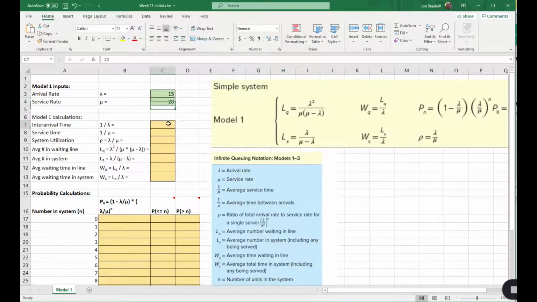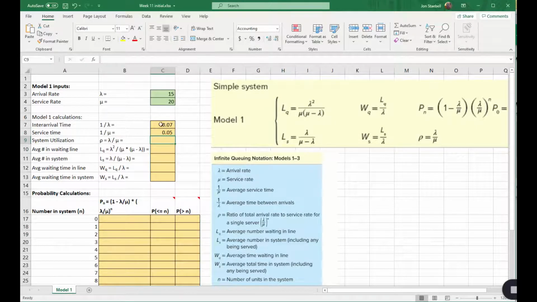So what are we going to calculate? The first couple are real straightforward. First of all, the average inter-arrival time is the multiplicative inverse of lambda. So 1 divided by lambda. Let me do that in Excel: equals, cell C3 is where I have lambda. Oops, I forgot the 1 divided by. It's equals 1 divided by C3. And the inverse of mu is the service time, so that's equals 1 divided by cell C4.